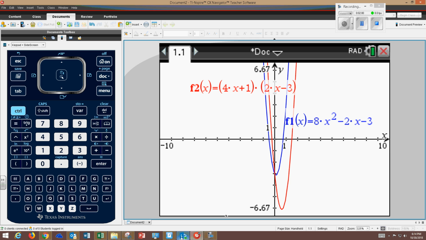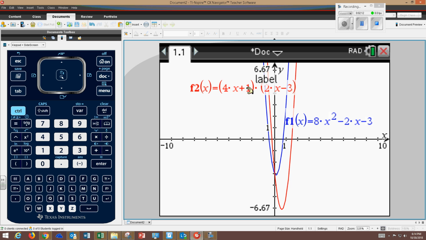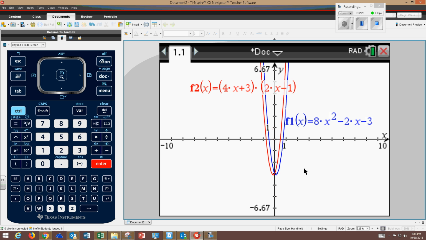So let's try the other choices. So let's go back and let's do 4x plus 3, 2x minus 1. 4x plus 3, double click, and we'll make this a 3. And we'll make this a 1. See if that works. It's close, but it's still not the same graph. Yeah, it's shifted over. We want the graphs to be identical. They should be exactly on top of each other. Let's see what our other choices are.